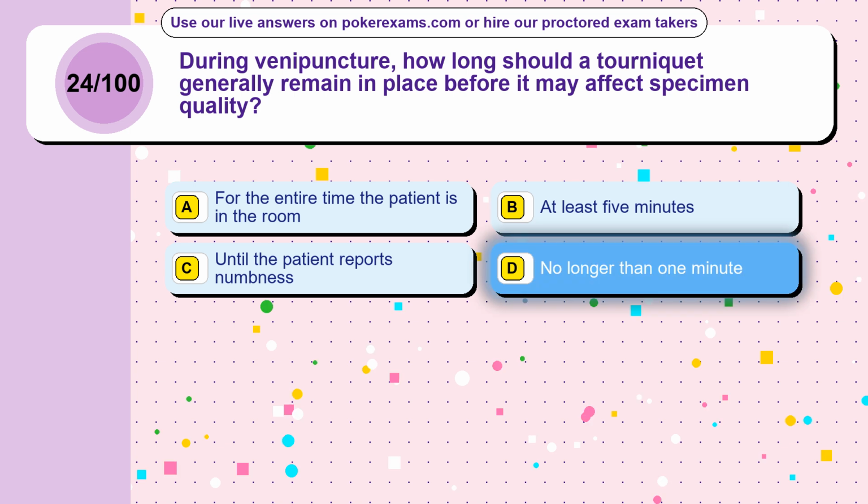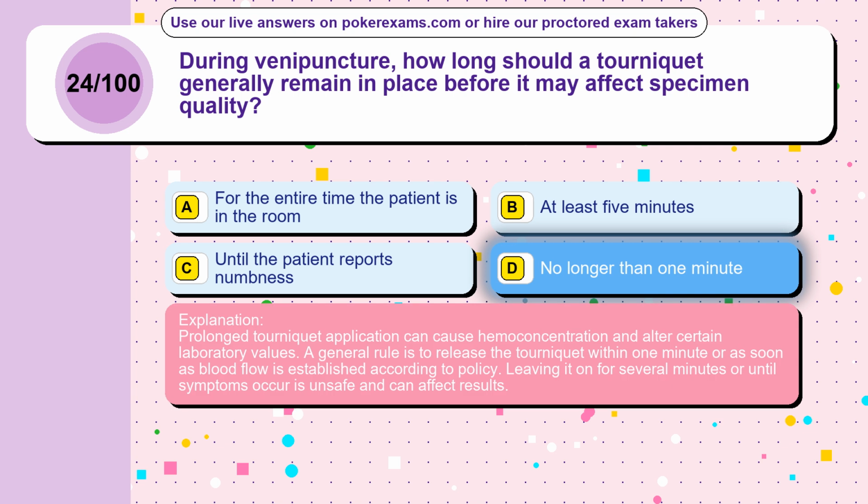The correct answer is option D, no longer than 1 minute. Prolonged tourniquet application can cause hemoconcentration and alter certain laboratory values. A general rule is to release the tourniquet within 1 minute or as soon as blood flow is established according to policy. Leaving it on for several minutes or until symptoms occur is unsafe and can affect results.